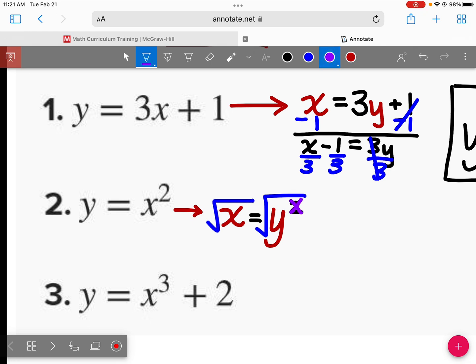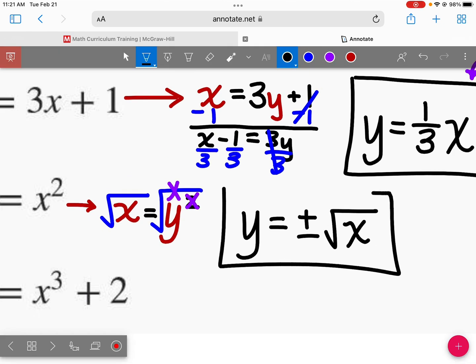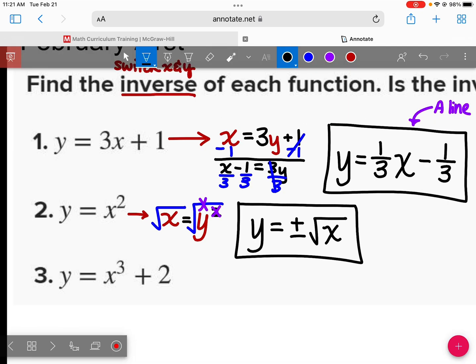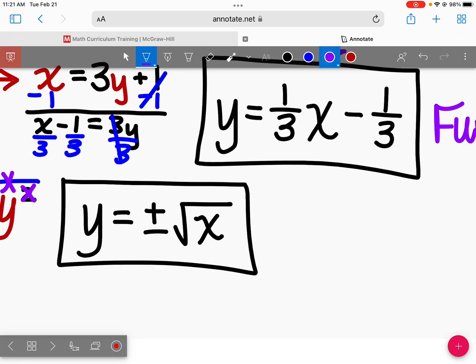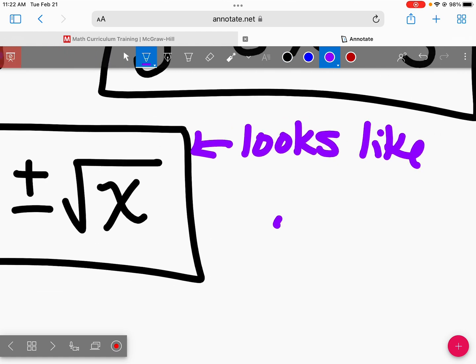So over here, the squared and the square root cancel out. How many answers do we get when we square root something? 2. We get a positive and a negative. So I have y equals plus or minus the square root of x. If I graph both the positive and the negative of this, it's going to look like this. The positive would go like this, and the negative would go like this.